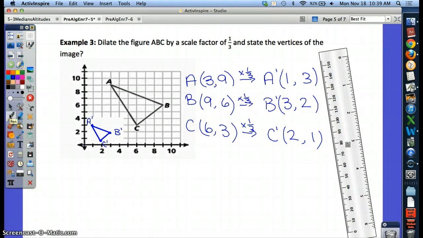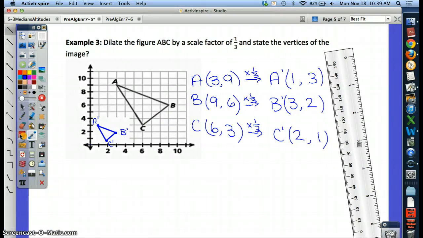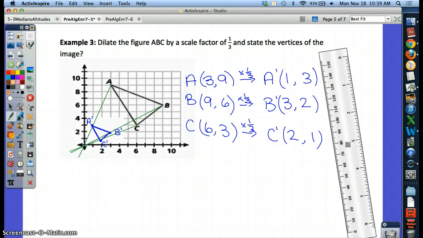If we connect the corresponding vertices, we should see the point that they go through. Let's do that just to check, just to make sure that this is a dilation, just like we did in example 1. So I'm going to connect my A to my A prime, my B to my B prime, and my C to my C prime. Do they go through the same point? Yeah. Looks like we're pretty close. We may be a little tiny bit off, but it looks like they go right here through the origin.